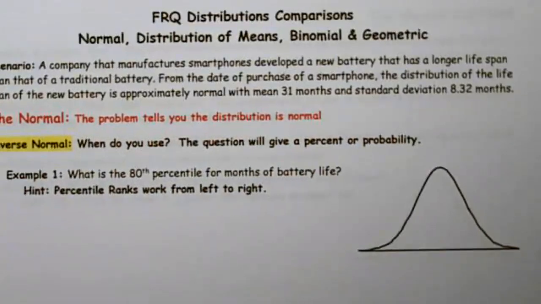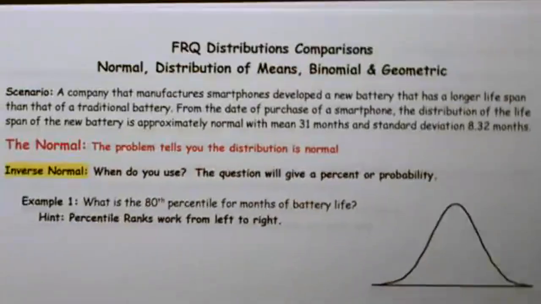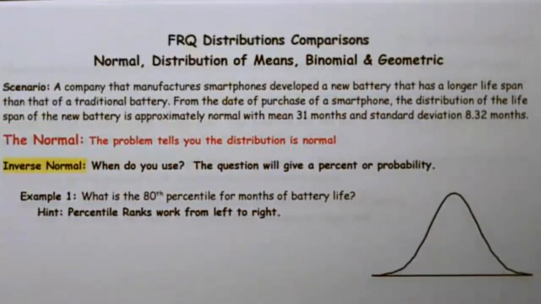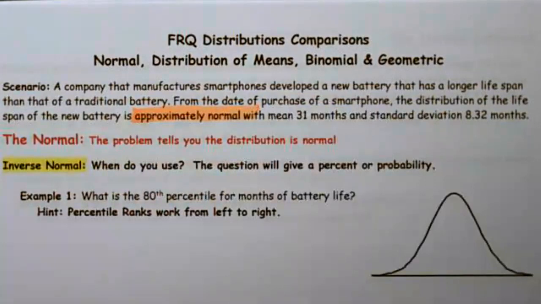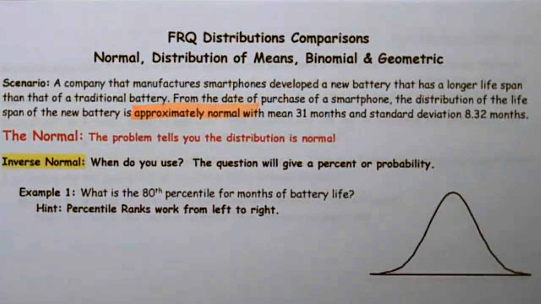All right, so first question. And by the way, we're going to use the same scenario for all of these, so that way you can kind of see how they relate. A company that manufactures smartphones developed a new battery that has a longer lifespan than that of a traditional battery. For the date of purchase of a smartphone, the distribution of the lifespan of the new battery is approximately normal, with a mean of 31 and a standard deviation of 8.32 months.